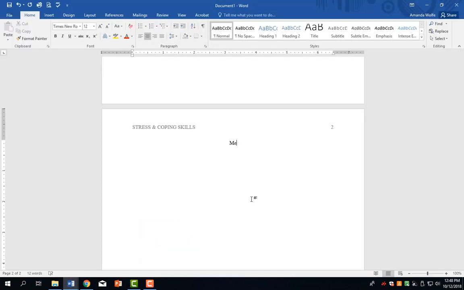The first will be Method, and again it needs to be bolded, and then the first subsection is Participants.